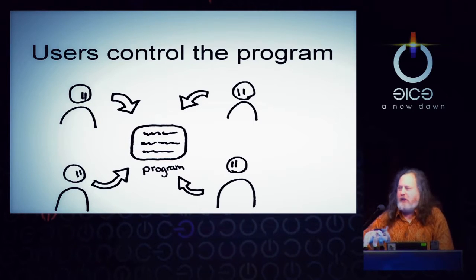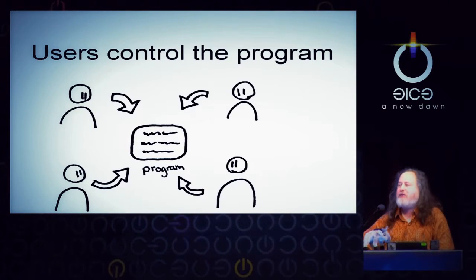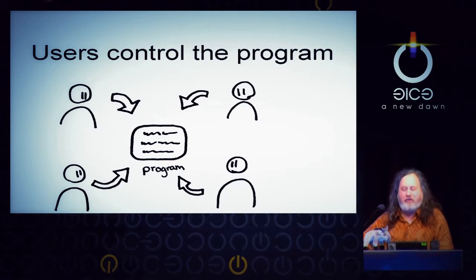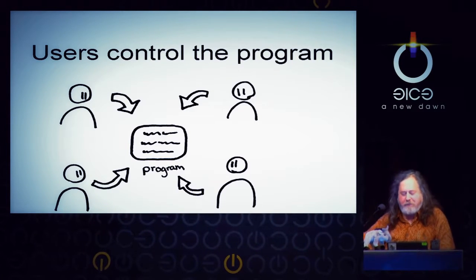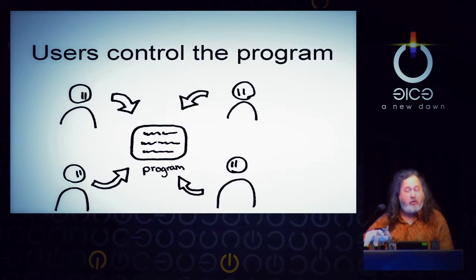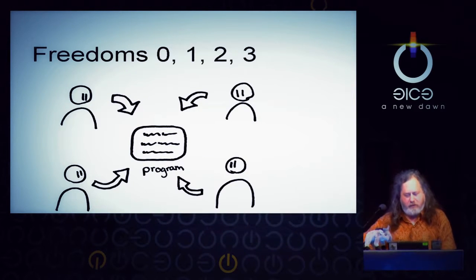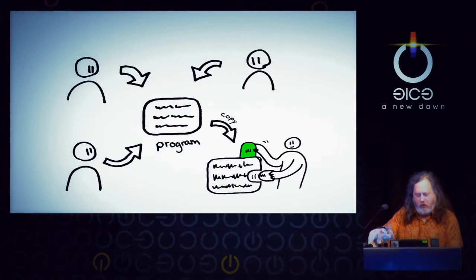So if the program comes with the four essential freedoms, it's free software because that means the users control the program. So what are these freedoms?